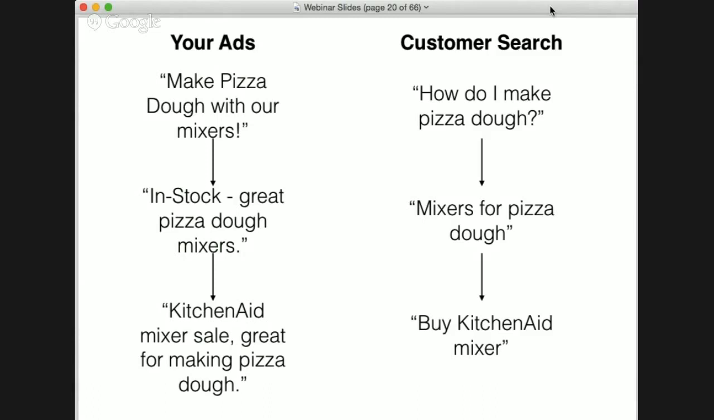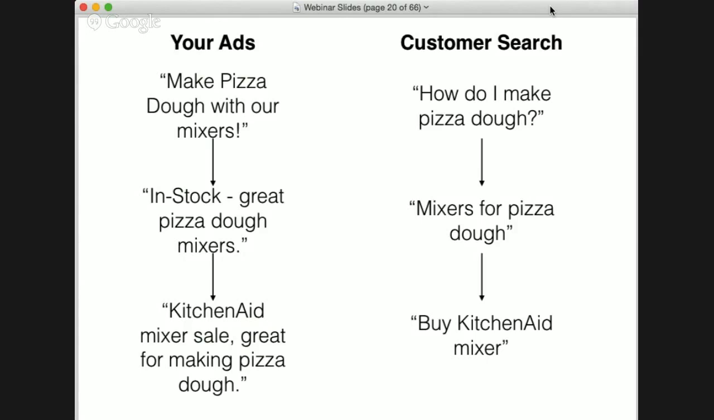So if someone searches for how to make pizza dough, your ad should talk about making pizza dough with our mixers. If someone searches for mixers for pizza dough, your ad should say in stock, great pizza dough mixers. And then if someone searches for KitchenAid mixer, your ad should say KitchenAid mixer sale, great for making pizza dough, right?